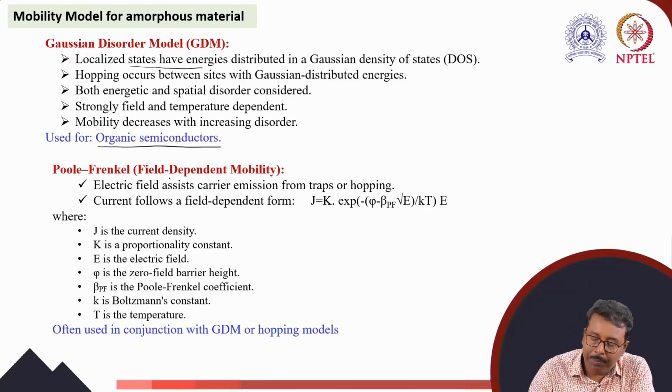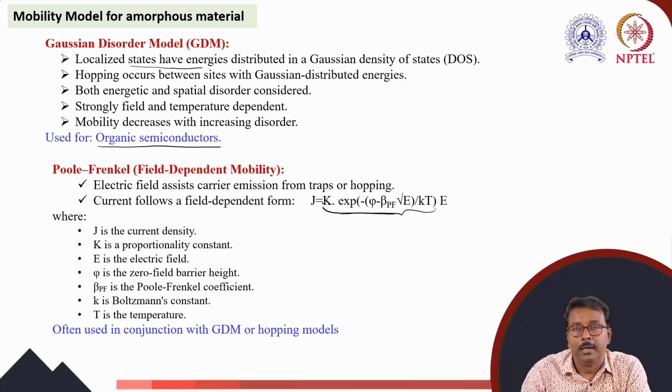And this Poole-Frenkel model has a field dependent mobility. Here also the field dependent term is modified, and the current flow, that is J, is equal to some constant times exponential of minus phi minus beta PF, where beta PF is an empirical or fitting parameter, root over E by kT, into E. So this part represents the conductivity part, sigma E. This is determined by the factor phi, that is the barrier height. Phi is the zero field barrier height, minus beta PF.